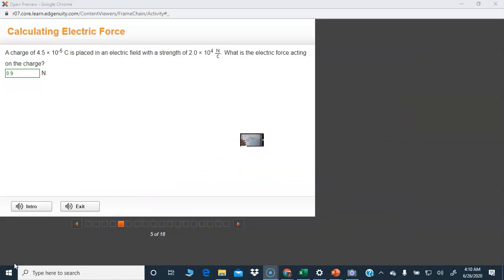All right, the next question is: a charge of 4.5 times 10 to the negative 5th coulombs is placed in an electric field with a strength of 2.0 times 10 to the 4th newtons per coulomb. What is the electric force acting on the charge? Okay, you can see the answer there. So how do we get that answer?